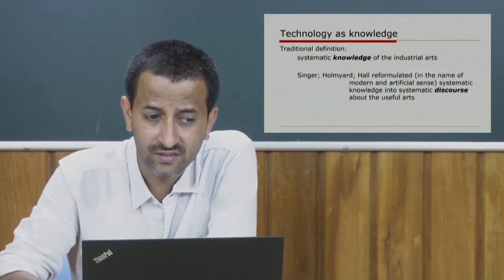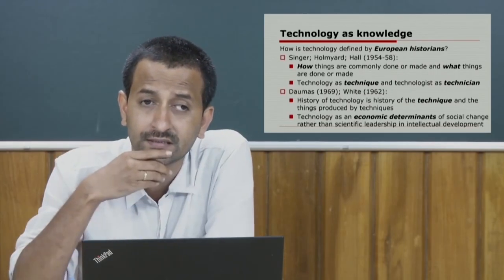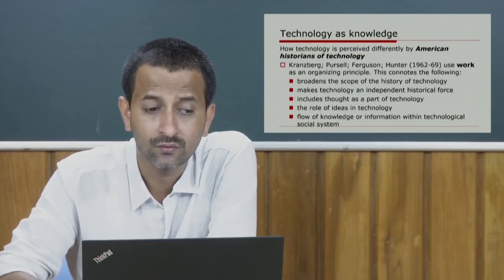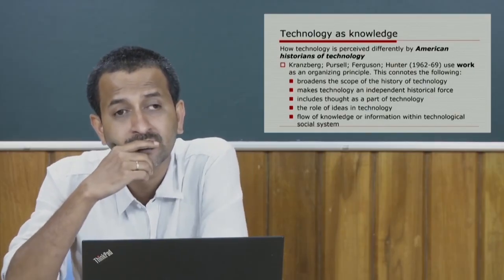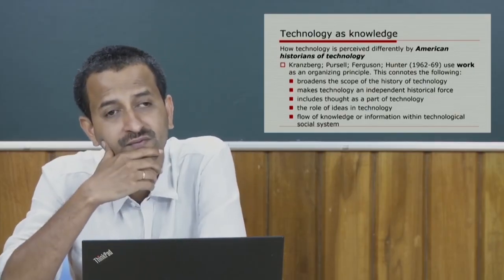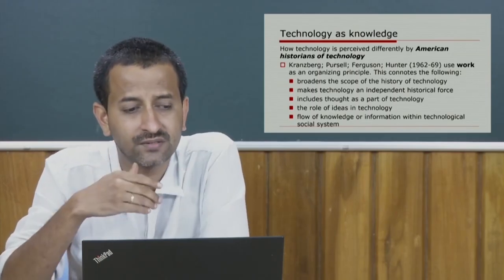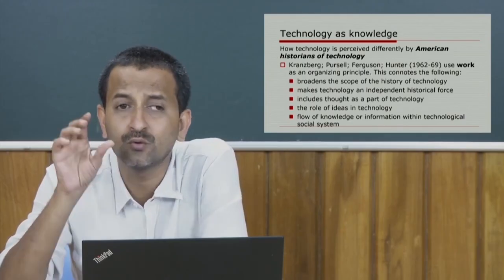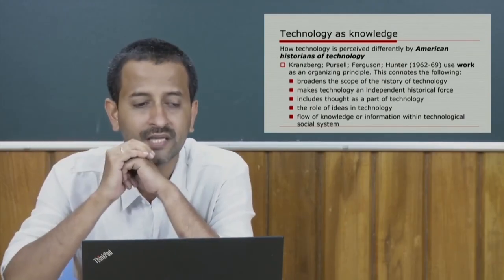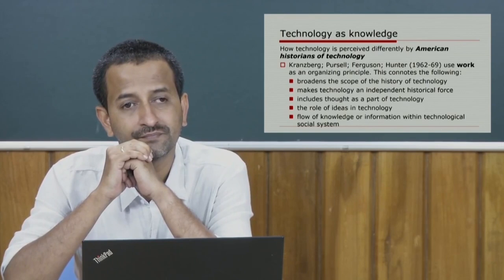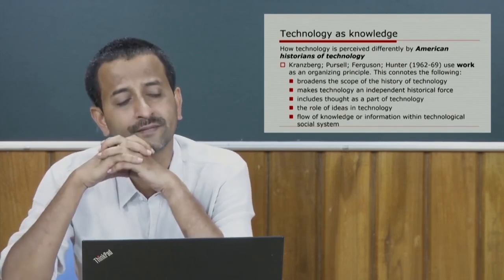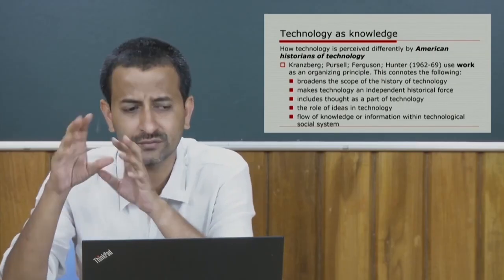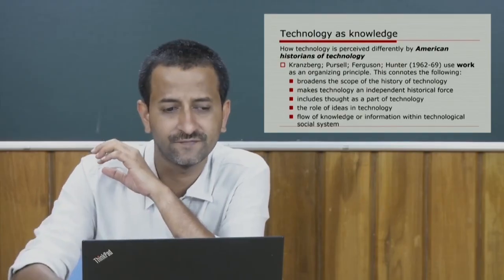if this is how European historians of science defined technology, then how was technology perceived by American historians of technology? To give you the examples of Kranzberg, Purcell, Ferguson, Hunter, they use the term work as an organizing principle. This connotes many things. It may broaden the scope of the history of technology, at least three things which we have spelt out in 5 points.